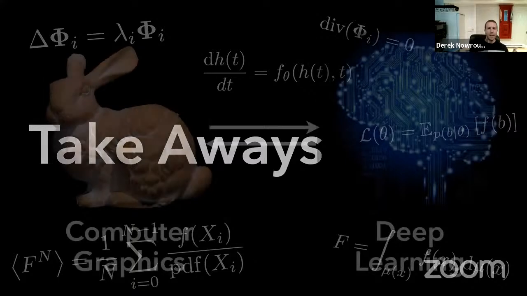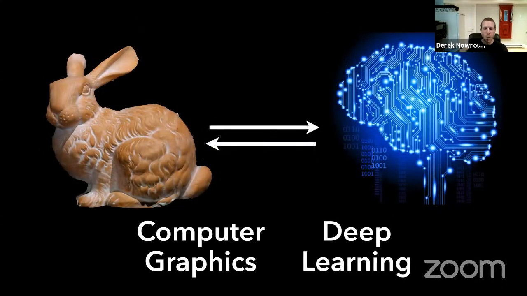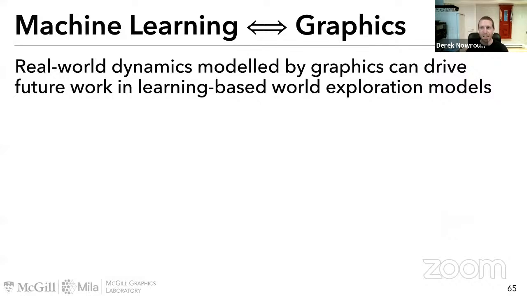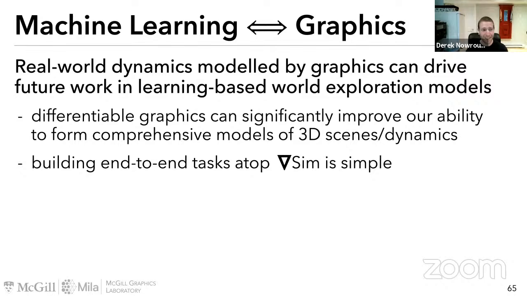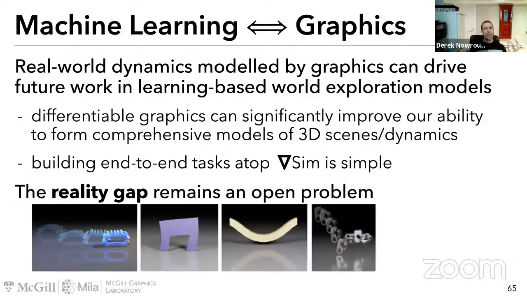So what are some takeaways here? For one, I hope I've convinced you that bringing these two fields closer together is a good idea, and that real world dynamics modeled by graphics simulations can drive a lot of really interesting future work in learning-based world exploration models. Differentiable graphics can significantly improve our ability to form this comprehensive model of the 3D world, because that's what we've been working on in graphics all these years. And GradSim is just our first iteration on trying to solve end-to-end tasks using this knowledge. One really important problem among many that remains is bridging this reality gap.